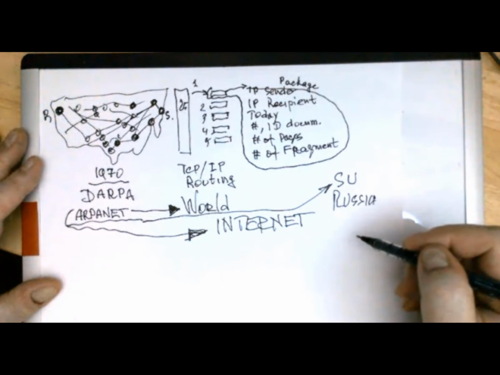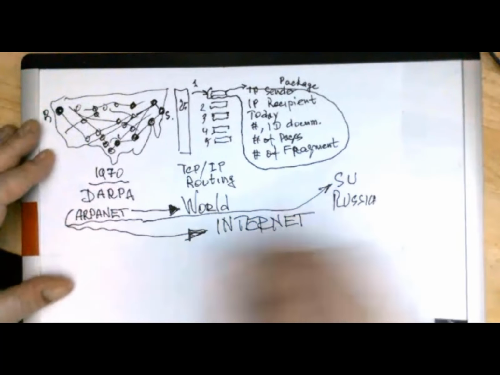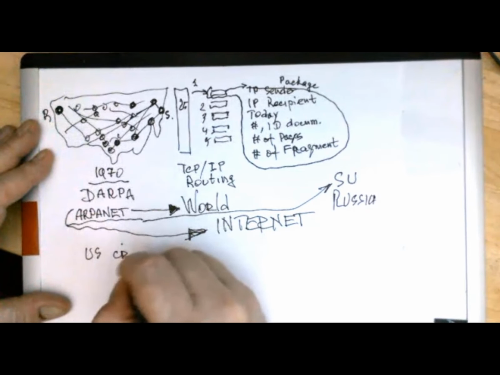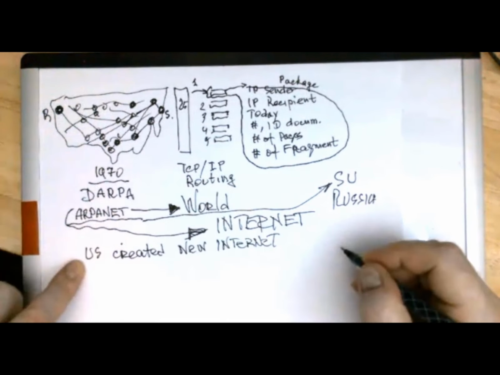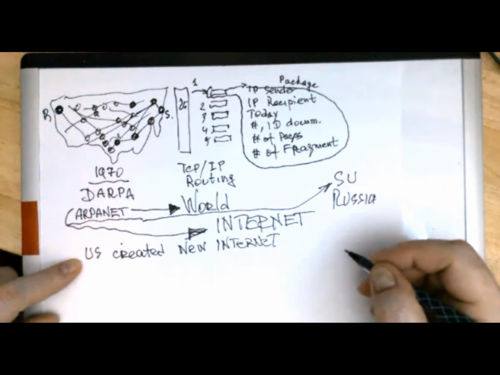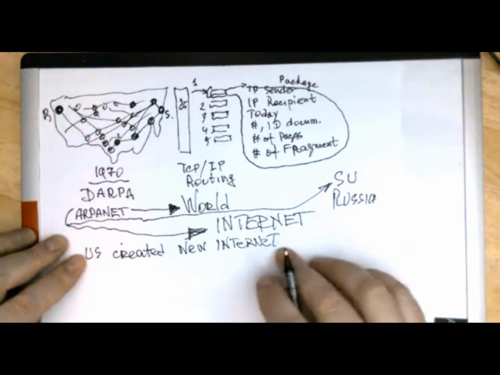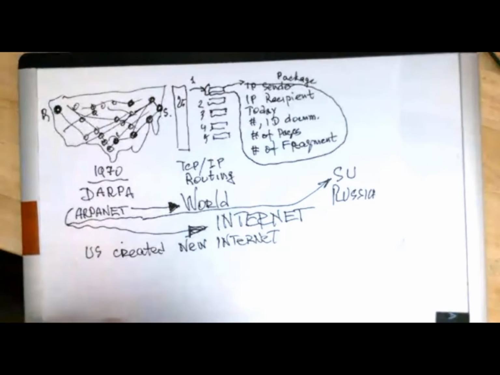But how was the United States supposed to defend their telecommunication system? The United States created a new internet. You could ask me, do I know anything about it? No. Do you know anything about it? No. Why? Because it's top secret. Only special military officers are supposed to know about it.